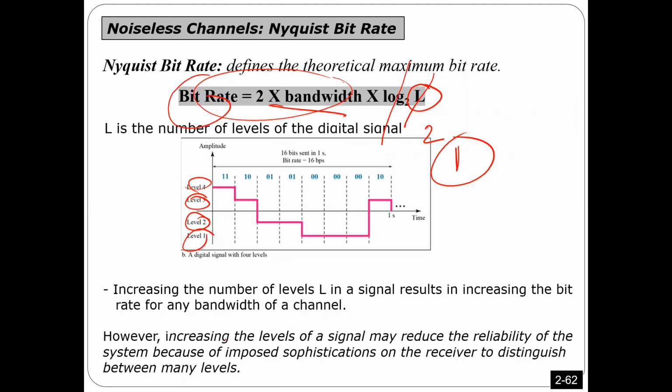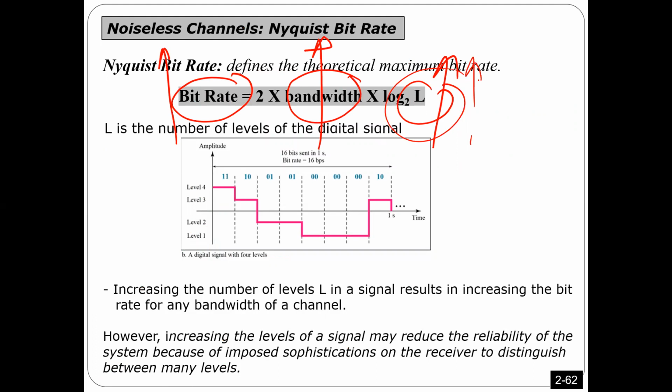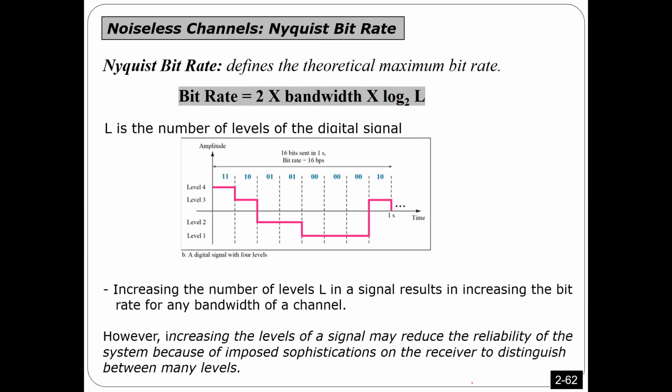So what this formula is telling me is that if you want a higher bit rate, you either increase the bandwidth or you increase the signal level. Unfortunately, you cannot increase the level too much, simply because the more levels you have, the more complicated the receiver is going to be. The receiver is not going to be able to differentiate between the different levels. So there are practical restrictions on how many levels we can have.